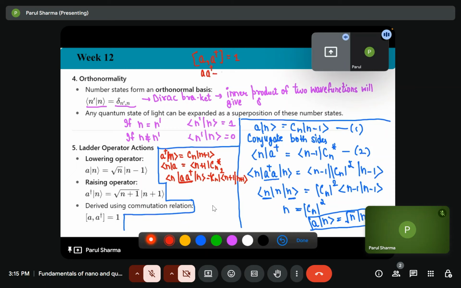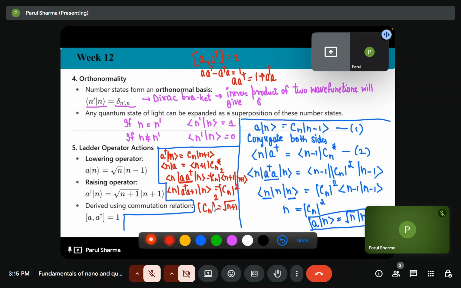A A dagger minus A dagger A is 1, so we can find out the value of A A dagger: A A dagger is 1 plus A dagger A. So we substitute the value, and A dagger A plus 1 is equal to Cn square. So we find out the value of Cn square is n plus 1.